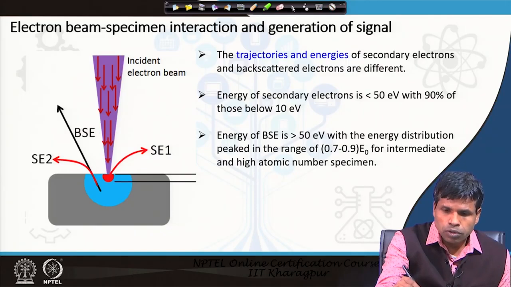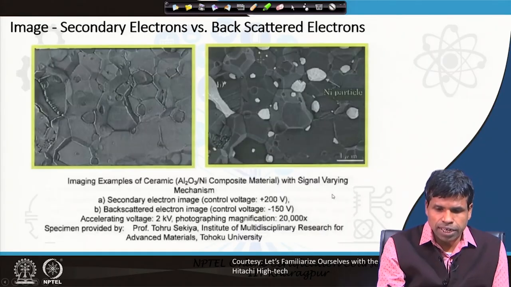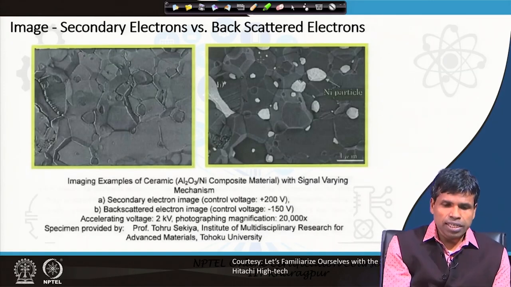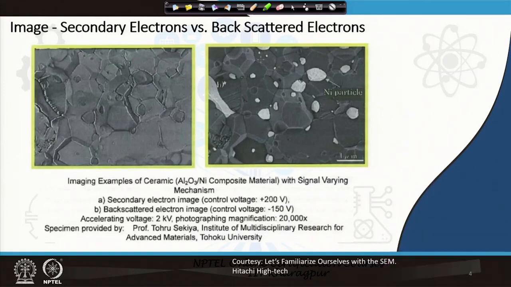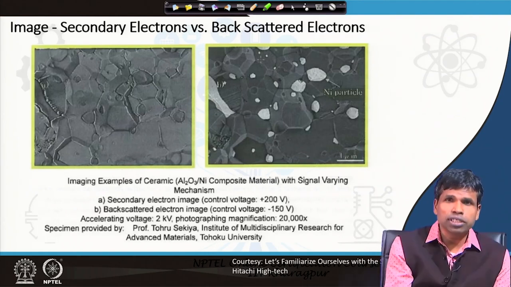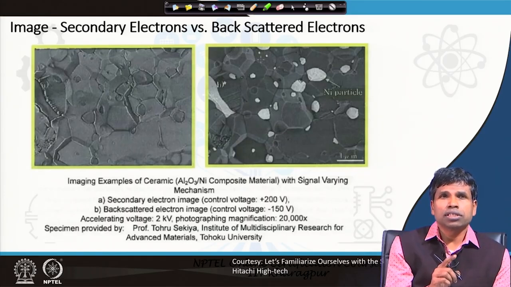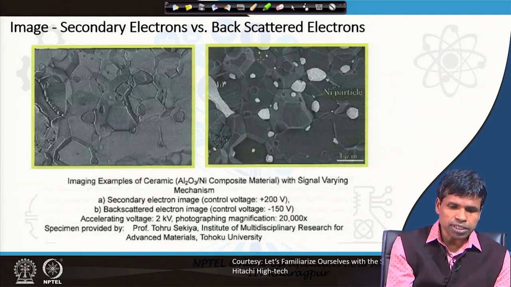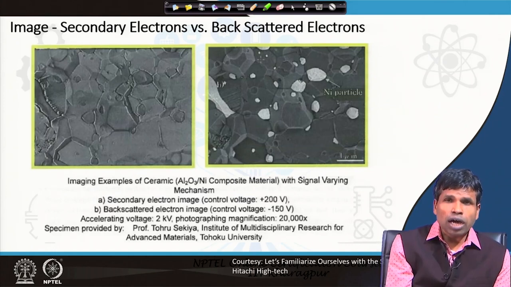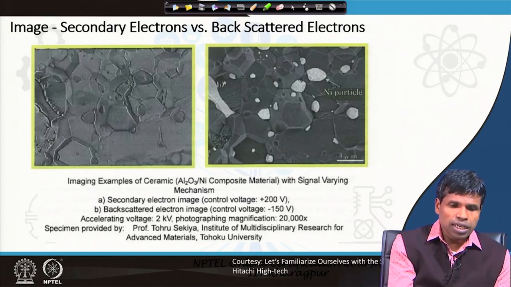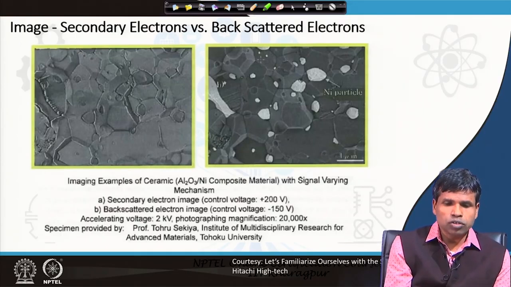So, today we will be discussing how these secondary and backscattered electrons are collected. Before going into how they are collected, here you see two images. One is a secondary electron image, another is a backscattered electron image. On the left side, what you see is a secondary electron image of an alumina Al2O3 and nickel composite. In the left side image, you see that there is not much change in brightness in the specimen. You could see the grains, and their grain size can be measured in the left side secondary electron image. Certainly, it is quite a flat type of sample.